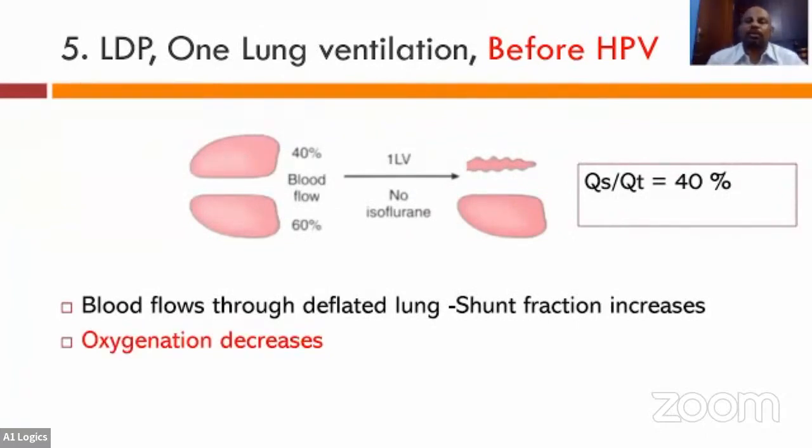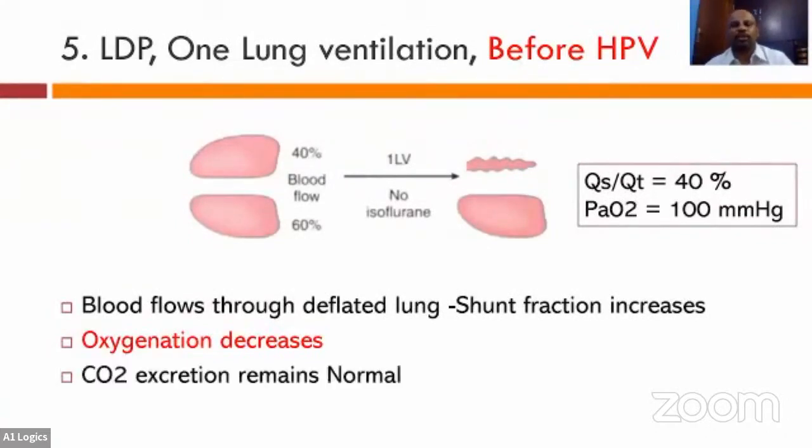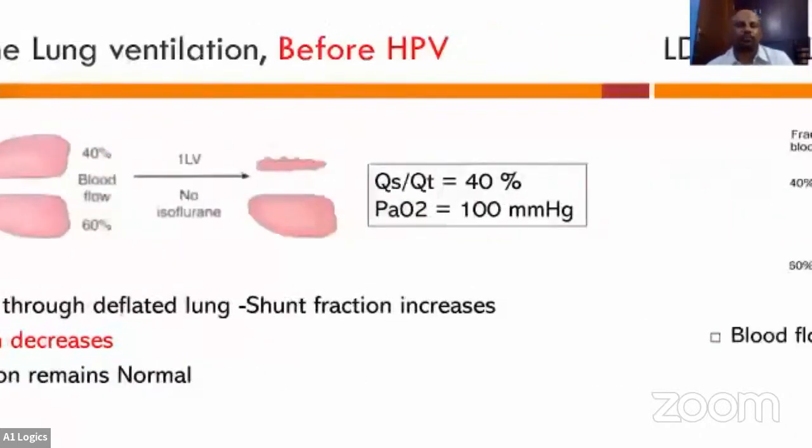That is what happens when you initiate one lung ventilation. There will be a drastic fall in the PaO2. Sometimes we may not notice it until the surgeon starts to do his work. But if you are ventilating with 100% oxygen, the PaO2 starts going down as soon as the one lung ventilation is initiated. Carbon dioxide excretion remains normal. That is what you have to know.